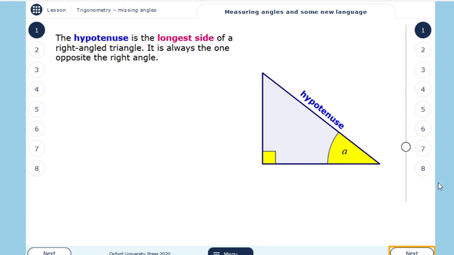Hello, this is Maths with Lemon, and in this topic we will discuss the basic things of trigonometry, which is sine, cosine, and tangent of a right angle triangle.